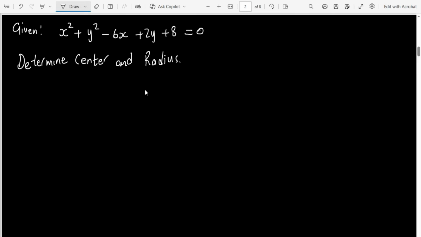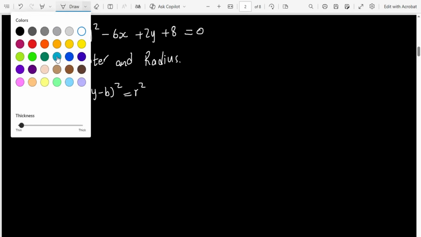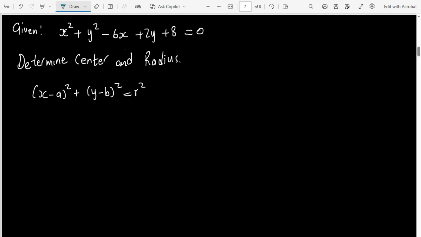Okay, so now first remember we need to write the equation in the form of (x minus a) squared plus (y minus b) squared is equal to r squared. And this means we need to complete the square. Let's go and complete the square. But before you complete the square, make sure that you group your equation like this. You group this one with that -6x, then you group that one with the 2y, then you take the 8 and bring it to the other side.